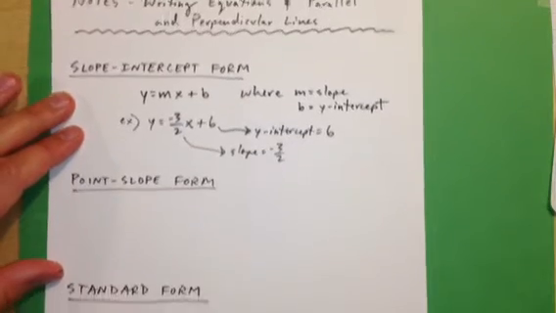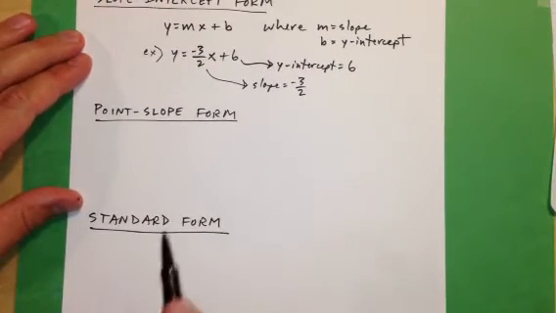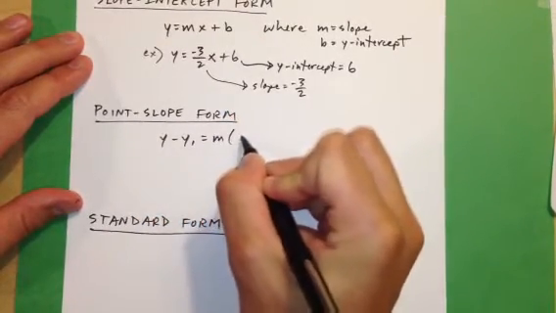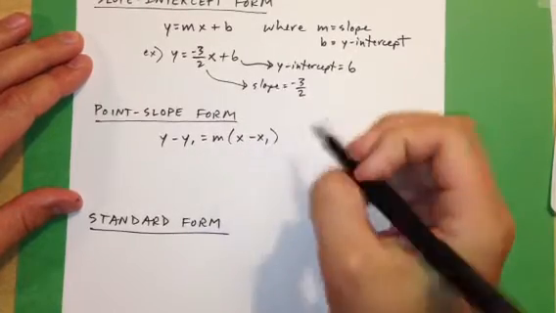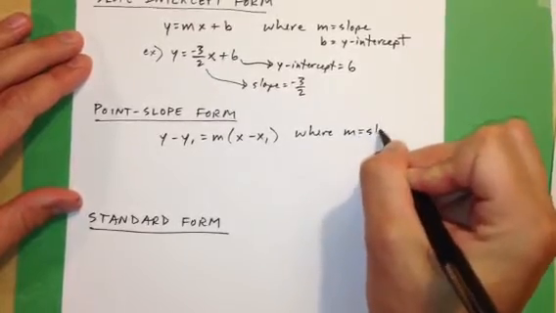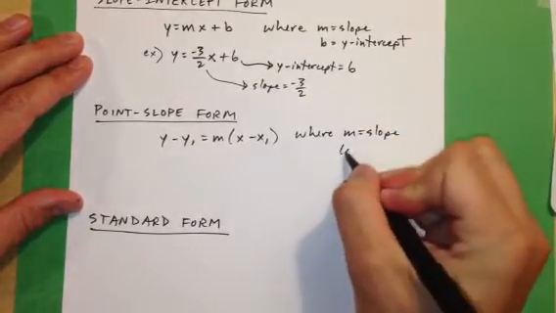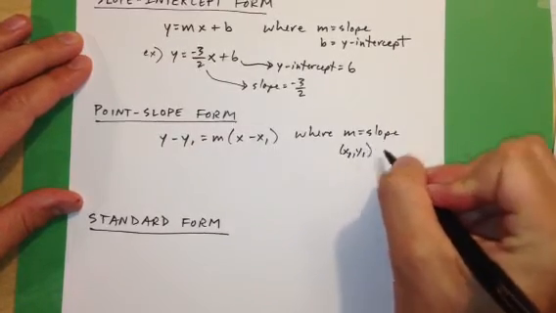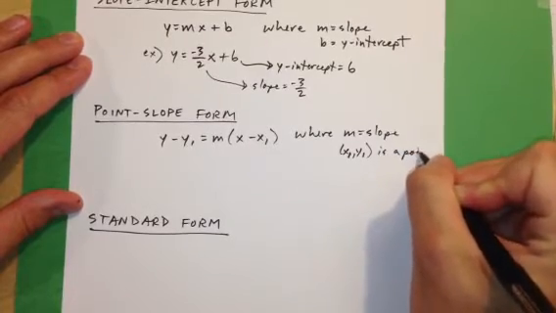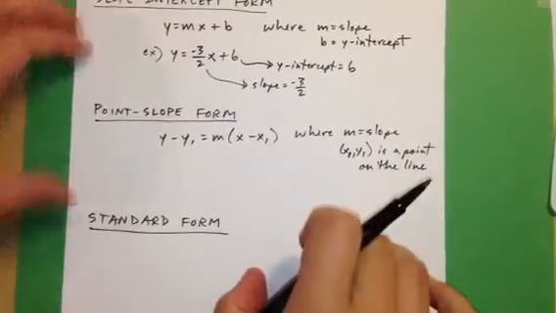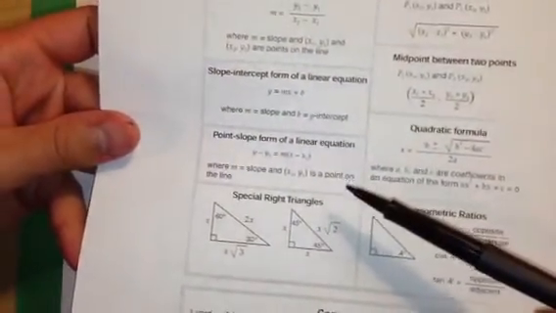Okay, let's talk about the second form. Let's talk about point-slope form. Point-slope form is y minus y1 equals m times the quantity x minus x1, where m equals the slope again, and x1, y1 is a point on the line. And if you do not remember point-slope form, it is also on your reference sheet.